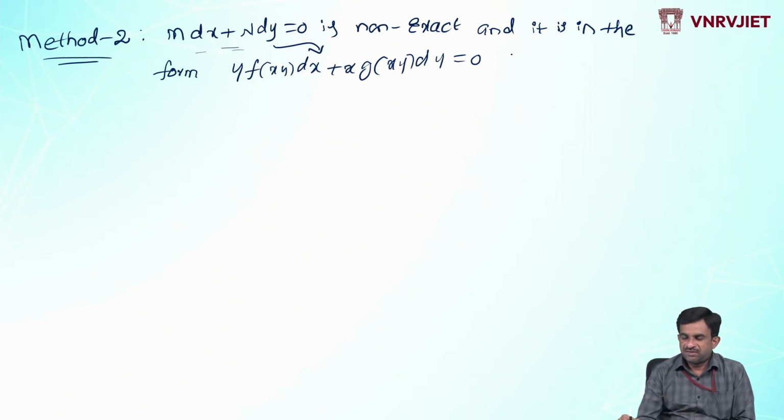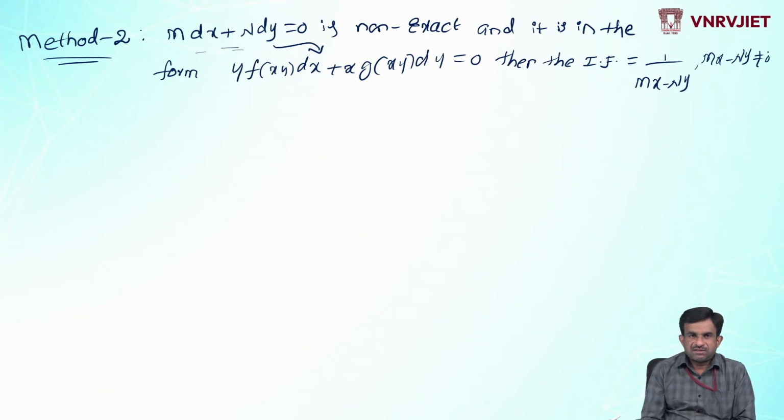then the integrating factor will be written as 1 by Mx minus Ny, where Mx minus Ny is not equal to 0. If Mx minus Ny is not equal to 0, then the integrating factor for this form is 1 by Mx minus Ny. Now I will explain, if the first order differential equation is non-exact and it is in the standard form y into f of xy dx plus x into g of xy dy equal to 0, how to find the solution of this non-exact differential equation.